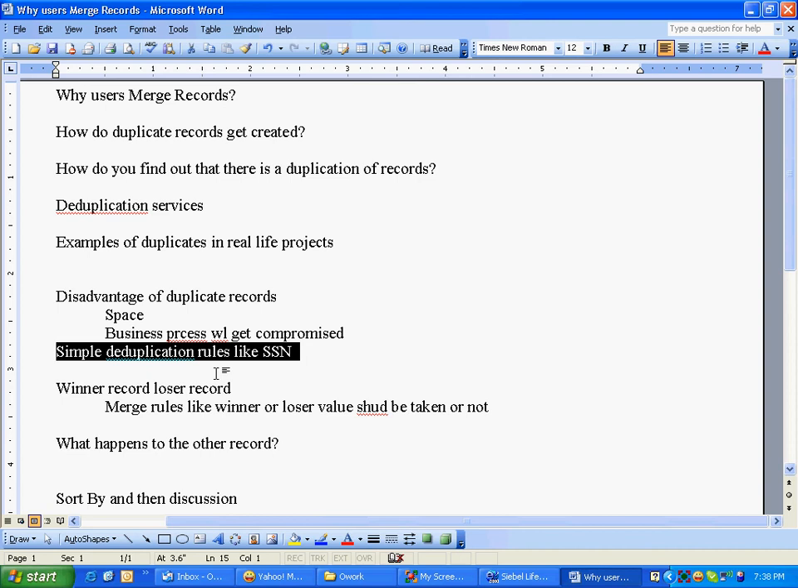So we're pretty much coming to the same question. How do duplicate records get created? It's not only by ignorance. It's sometimes by accident, careless behavior. Not insincere behavior, just thinking that it doesn't matter, you just do it.